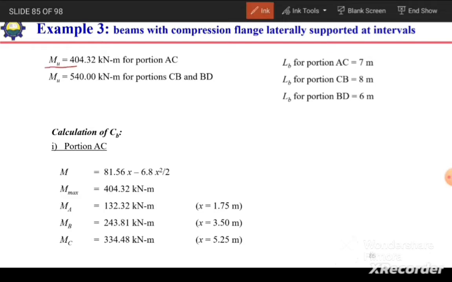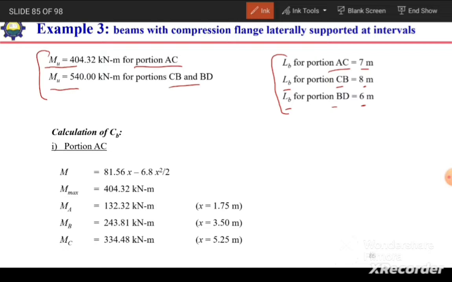Here the Mu maximum moments for portions AC, CB and BD are reported, and these are the unbraced lengths: for segment AC it is 7 meters, for CB it is 8 meters, and for the cantilever portion BD it is 6 meters. First of all we need to calculate the Cb value for each segment. To calculate it, we need the moment at the center, at the first quarter and at the third quarter, and we also need the maximum moment in that portion.